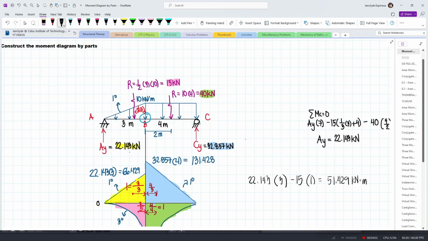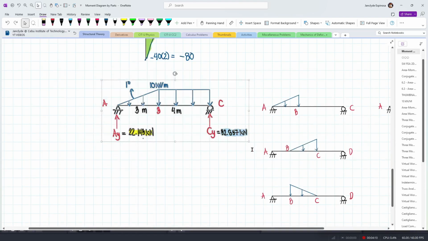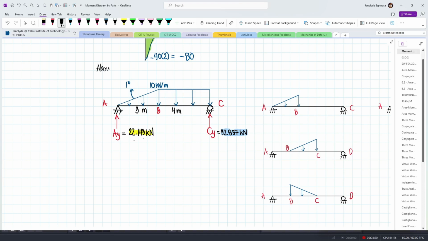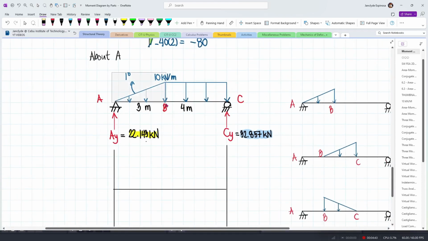Now dito, we only chose a moment center about B. Now what if about A? Now copy ko na lang to. What if about A yung kailangan natin? So if about A, this is our moment center. And so let's establish our zero line. Andito yan. And then first, we have to make this load continuous.